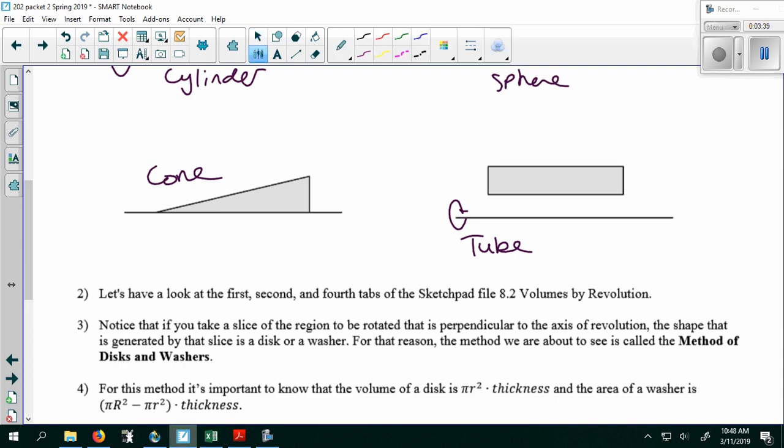So just a quick demonstration here. Here's my cone. It's right up against the axis of revolution. If I draw a tiny little rectangle here and rotate it about the axis of revolution, I'm going to get a disk, right? It's going to have some small amount of thickness. But if I draw a little representative rectangle here and rotate it about this axis, it's going to land over here when I rotate it around. So I'll get a washer.